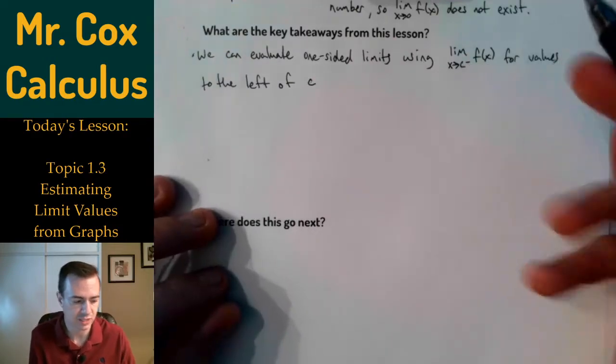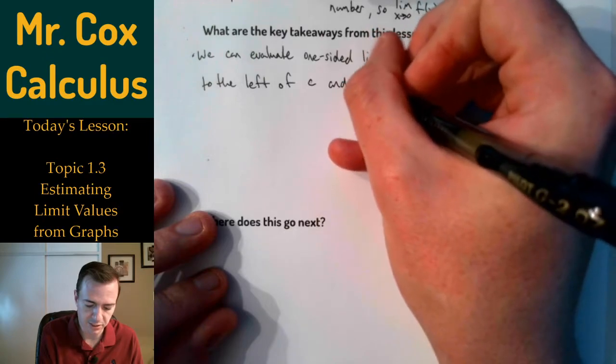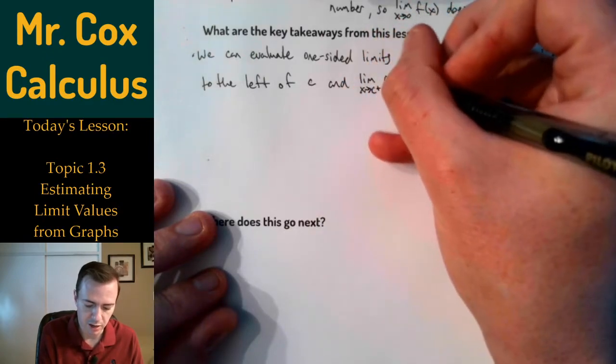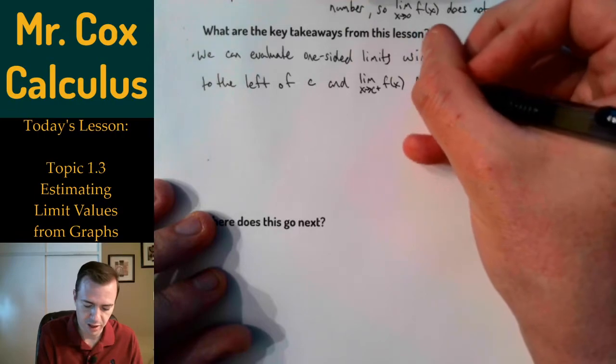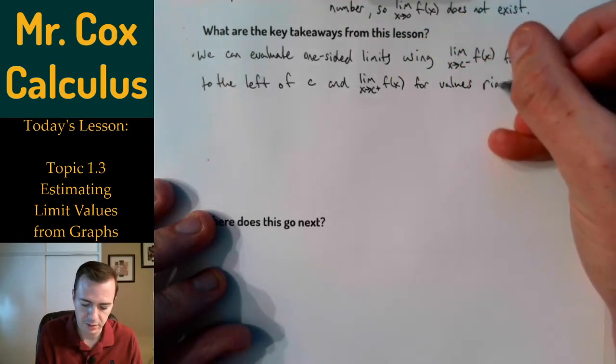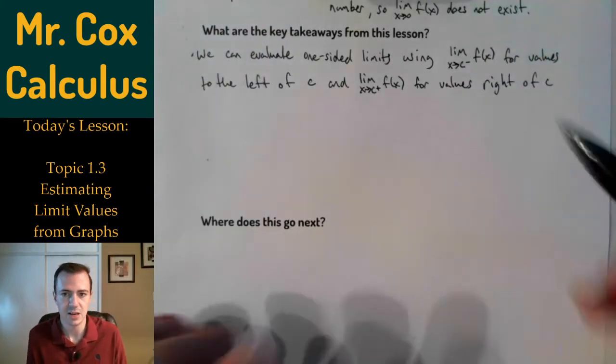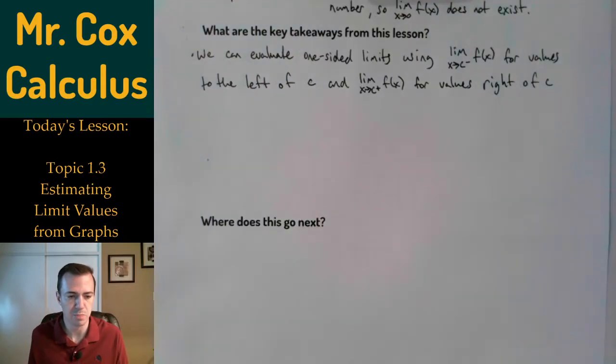And we can also use the notation the limit as x approaches c from above of f of x for values to the right of c. So this idea of one-sided limits, we can make these statements about where a function heads from a particular direction.